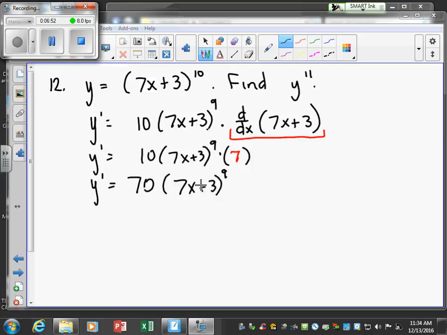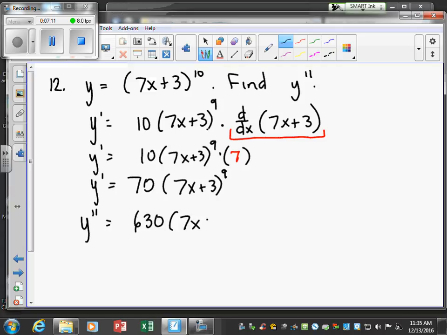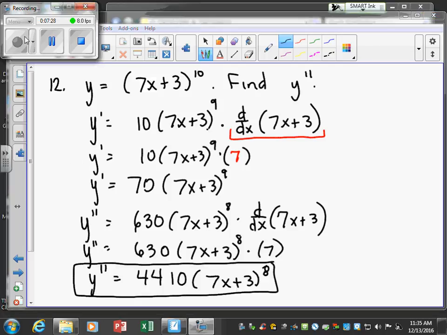Okay, so we have successfully reached our first derivative. Now we need to differentiate again to find the second derivative. So we'll apply the rule again, and we'll get 9 times 70. It's going to be 630 to the what power? 8th power times the derivative of 7x plus 3, derivative of what's in our parenthesis. Okay, go ahead and simplify that and simplify your second derivative. Okay, so we've finished with 4,410 times 7x plus 3 to the 8th power.